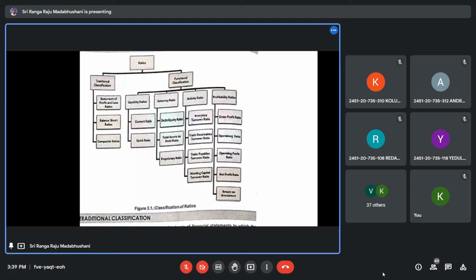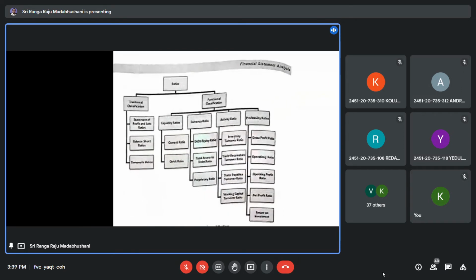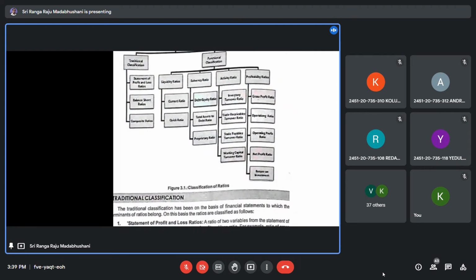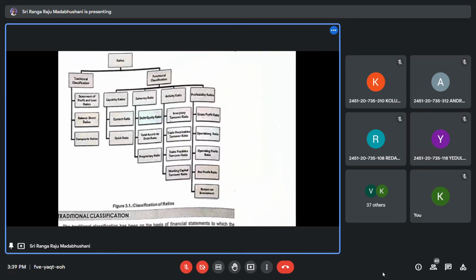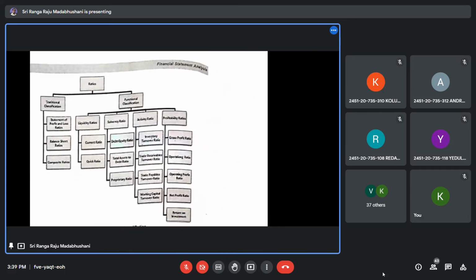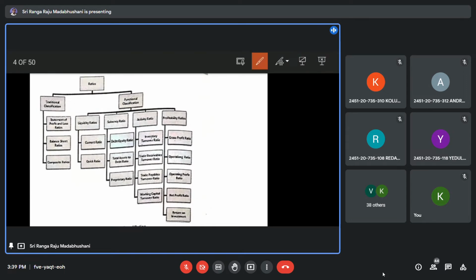Now this is very simple. If you know the variables, then you are able to find out the ratios. The materials are available in my blog. So the classification of ratios may be traditional or functional. Functional classification or traditional.